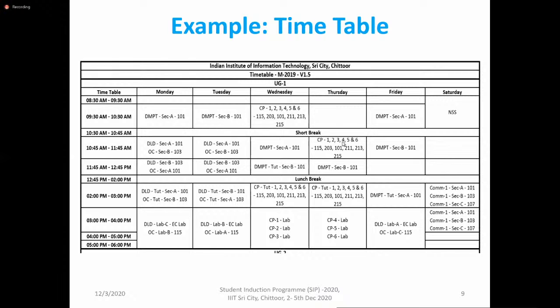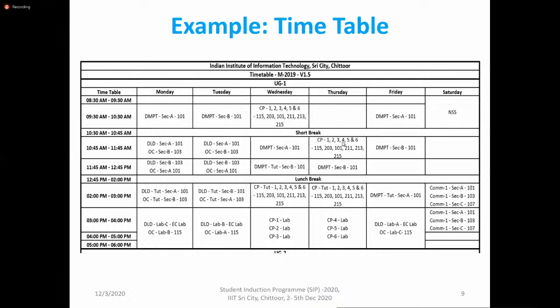We can see here that on Monday you have a DLD tutorial from 2 to 3 p.m., and from 3 to 6 p.m. you have the DLD lab for section C. So you have a C programming lab, and you may have an overview of computers lab.